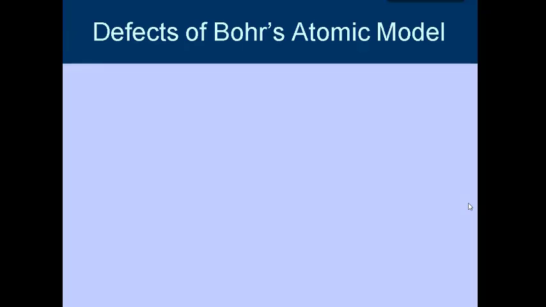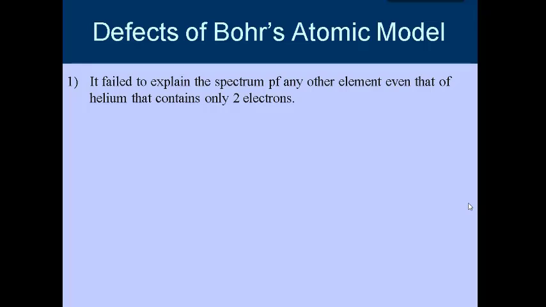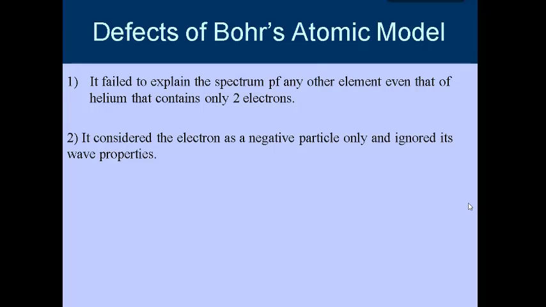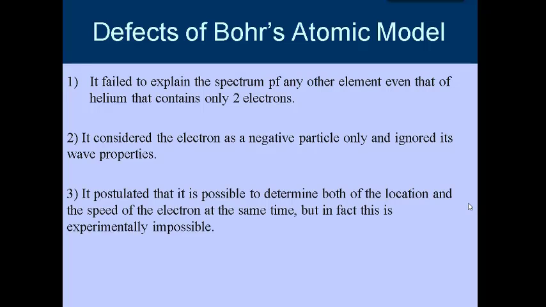Let's move to the defects of Bohr's atomic model. Number one, it failed to explain the spectrum of any other element, even that of helium, which contains only 2 electrons. Number two, it considered the electron as a negative particle only, and it ignored its wave properties. Number three, it postulated that it is possible to determine both the location and the speed of the electron at the same time. But in fact, this is experimentally impossible.